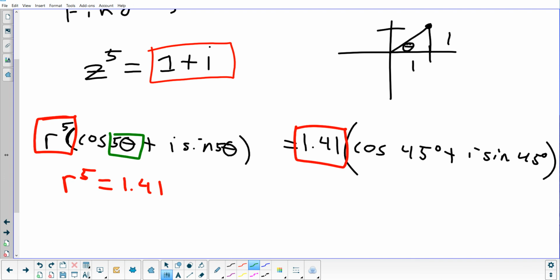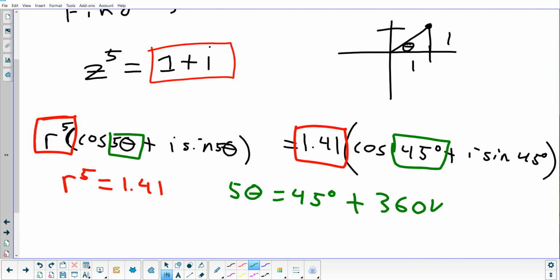45. So you set the radius on the left equal to the radius on the right. You set the angle on the left equal to the angle on the right. Now, if you stopped there and divided each side by 5, 45 divided by 5 is 9. You're right, theta is equal to 9 degrees. That's one answer, but you're going to lose the other ones unless you put a plus what on the end? Yep, 360K. That's a term that generates the other answers.